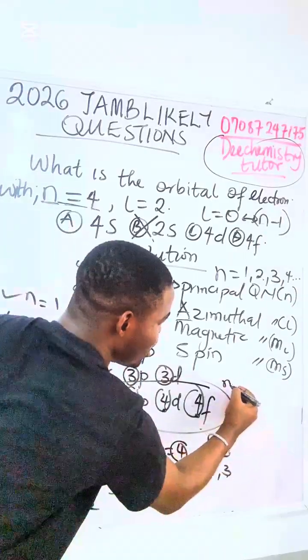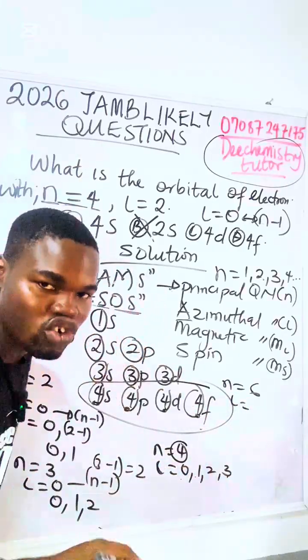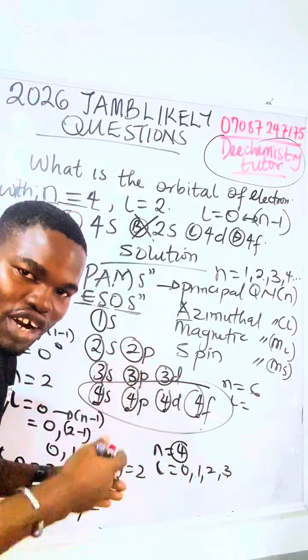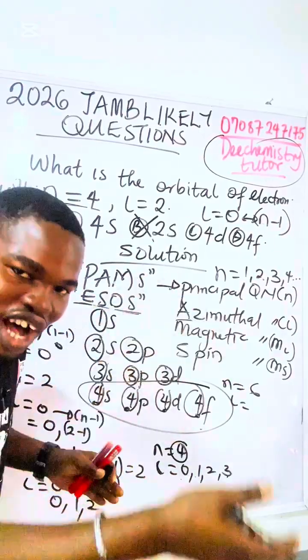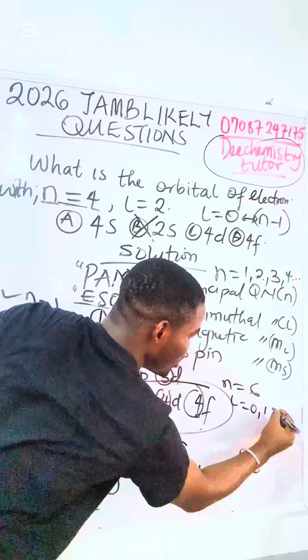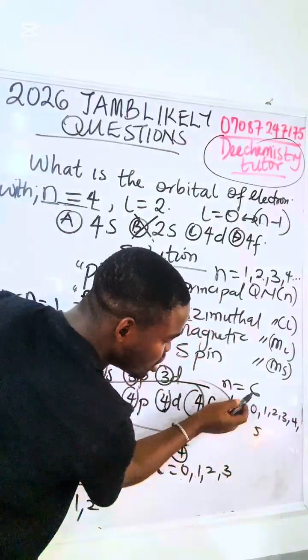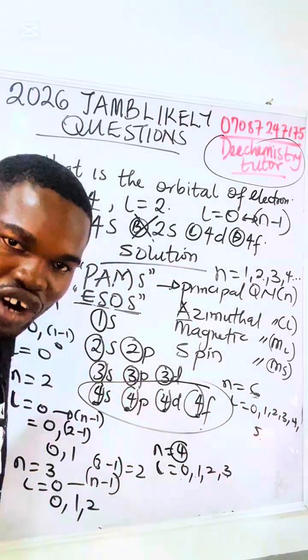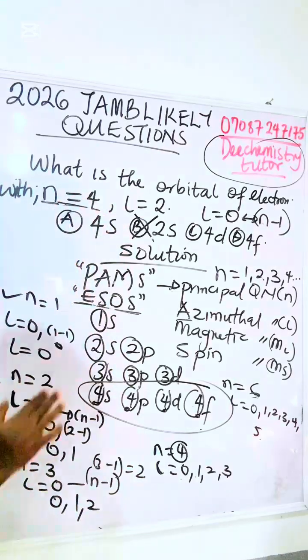So if I tell you that n equals 6, who can tell me the values of L? Drop it in the comment section. Drop it before I write it. It will be 0, 1, 2, 3, 4, and 5. If you count it, it will still be 6: 1, 2, 3, 4, 5, 6. Very easy. Now, if you understand this, we are done with this.